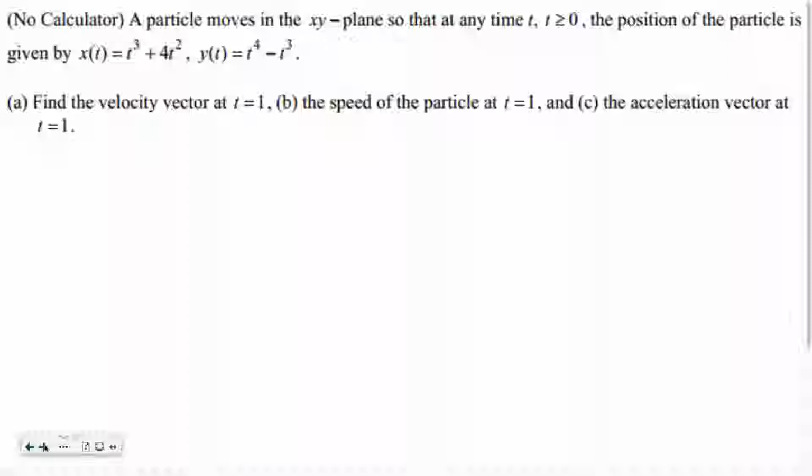A particle moves in the xy plane so that at any time t, the position is given by this. It's not a three-dimensional plane, it's two-dimensional. So here's my position. We want the velocity vector, we want the speed of the particle, and we want the acceleration vector. So at least go ahead and write down our set of parametric equations.